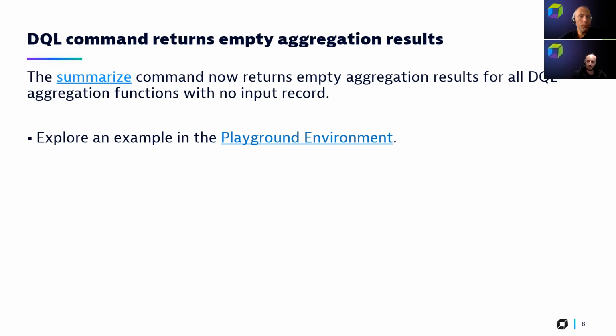Another command, the summarize command, groups together records that have the same values of a given field and aggregates all of them. But now, if you don't provide any input records and don't use the by clause, this command will return a single empty aggregate result for all the aggregation functions. And we will see this example again from this environment. This is also a new minor update with this command in this version.